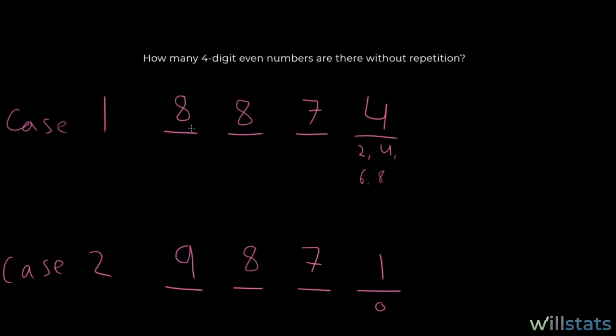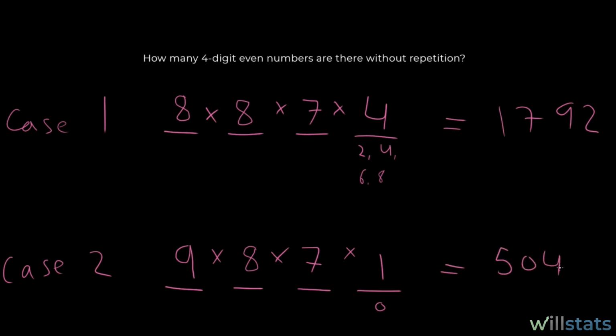Now let's multiply all of these together for case 1, and we get 1,792. Now when we find all of the possibilities for case 2, we get 504. Now let's add the two cases together, and we will find that there are 2,296 possibilities. So there are 2,296 4-digit even numbers without repetition.